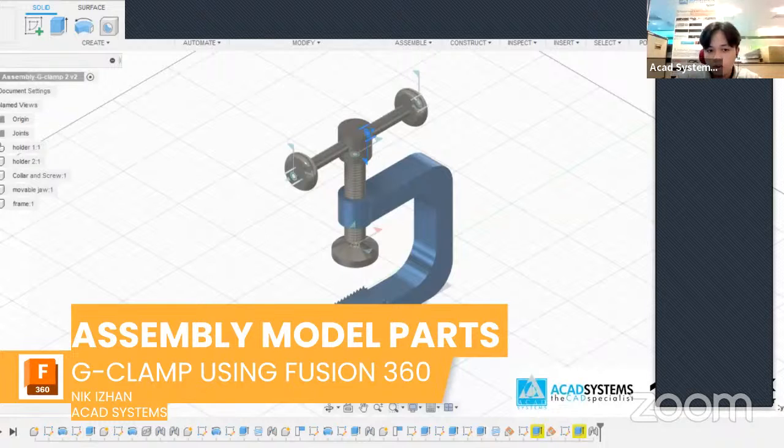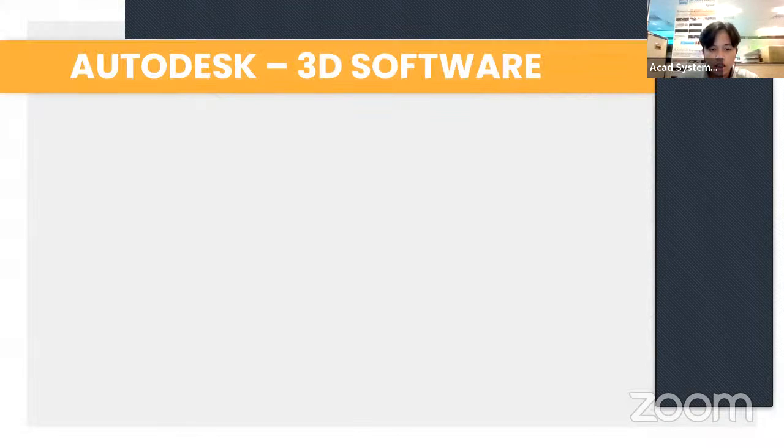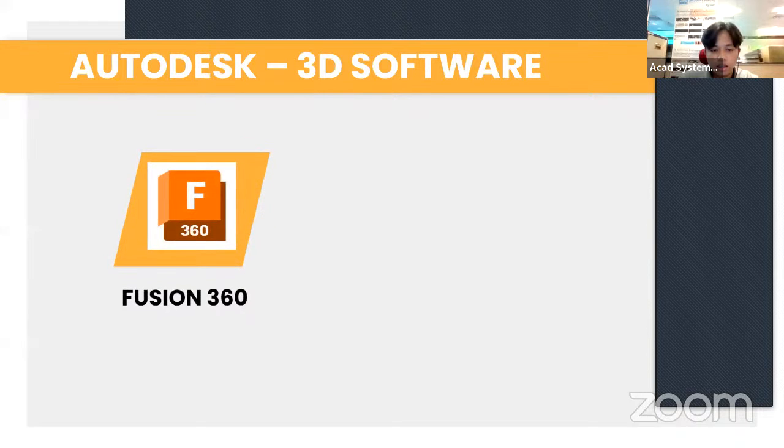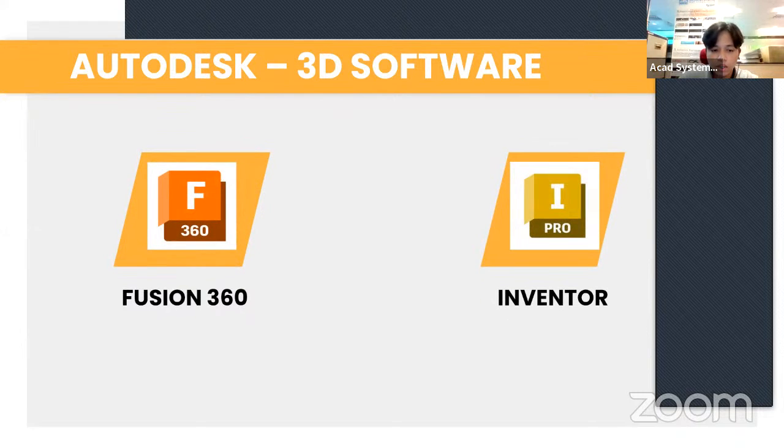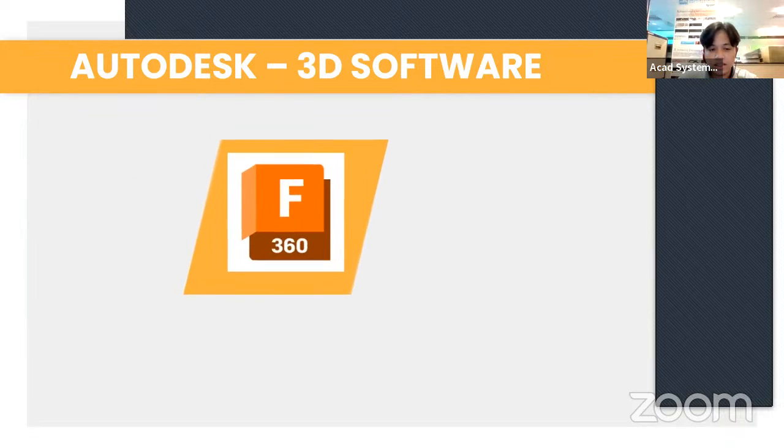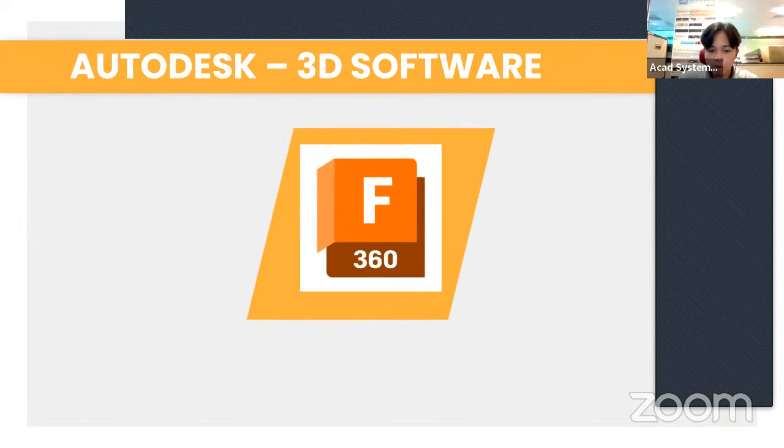As we all already know, for today's free online lesson, we will learn about creating an assembly model of parts in Fusion 360. There are actually two 3D modeling software that Autodesk provides, which are Fusion 360 and the well-known Inventor. Today, we will give some spotlight to Fusion 360 and get to know the software more.